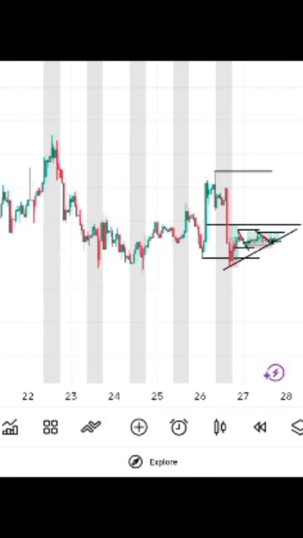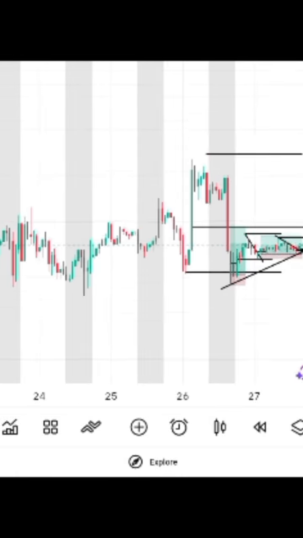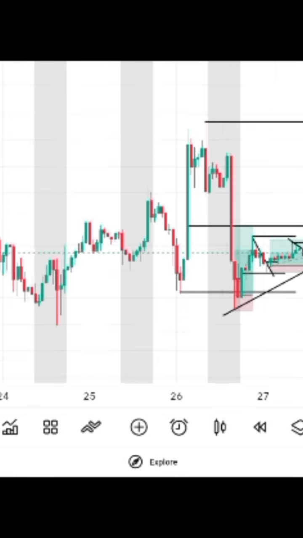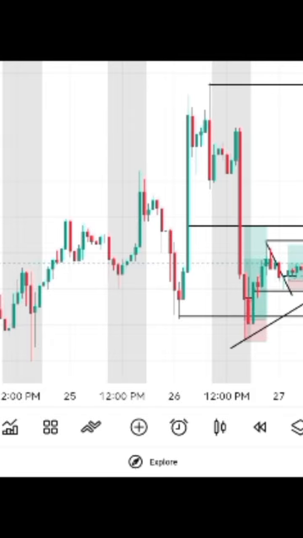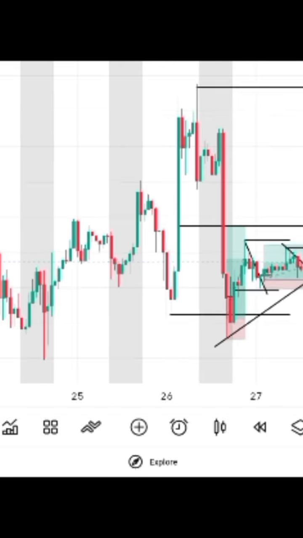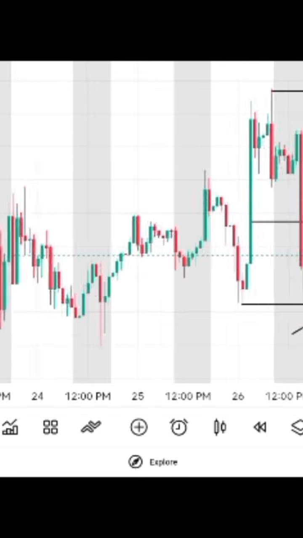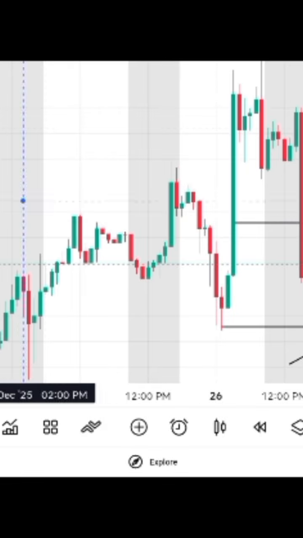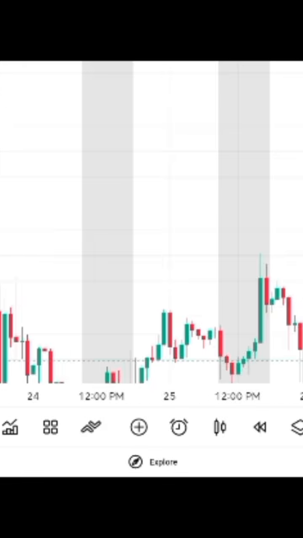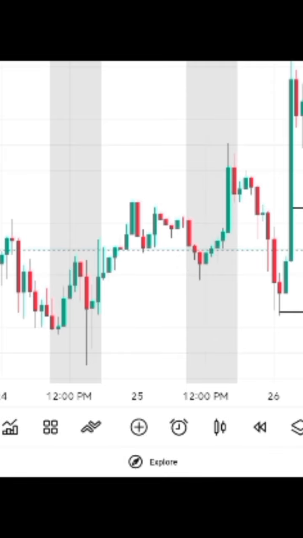So this is my 1 hour time frame. Just focus on the 1 hour time frame. You mark out the higher high and higher low if it is an uptrend, and lower high and lower low if it is a downtrend. As you can see, the market was coming down, breaking structure to the downside.